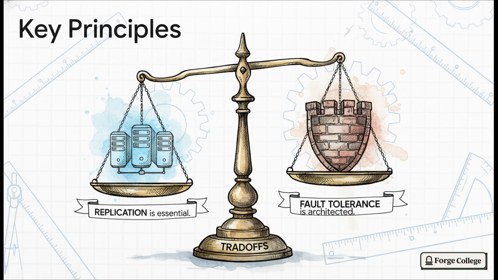Second, fault tolerance is architected, not accidental. You don't just get lucky when node D crashes. You survive because you purposefully built a quorum system to handle it. And third, every single design is a trade-off. You are constantly balancing latency versus durability and consistency versus availability. The crucial point here is that things like quorums and leader elections aren't just fancy buzzwords. They are deliberate engineering levers that have entirely predictable effects on how your system behaves under stress.